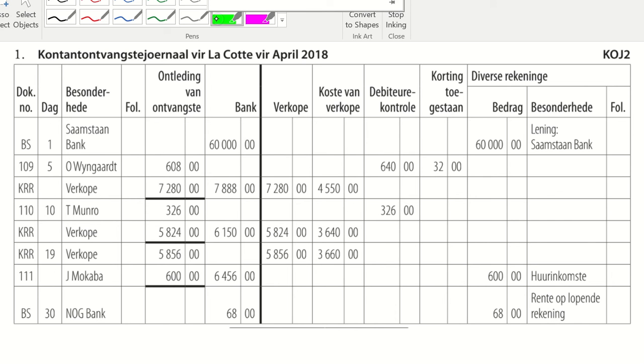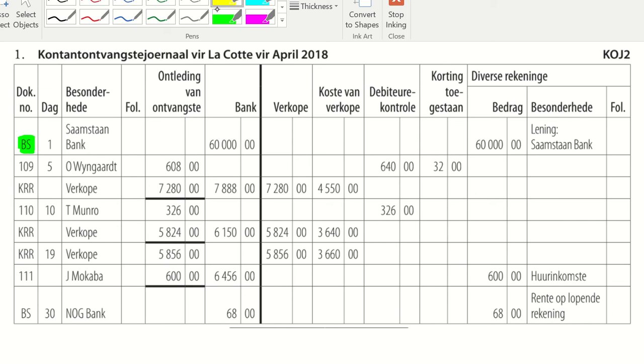Okay, so the first thing I want to highlight here is the document that you're going to use, the source document. It's going to be a bank statement. Jy gaan met 'n bankstaat sien hoe hierdie geld inbetaal is. Okay. En dis op dag nommer 1, dis Saamstaan Bank of Unity Bank dan nou in Engels.